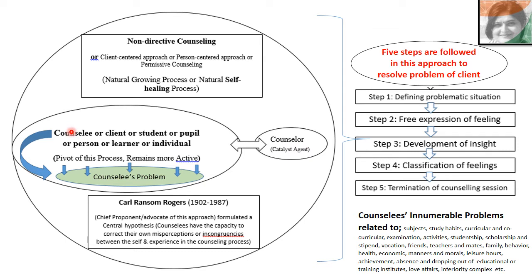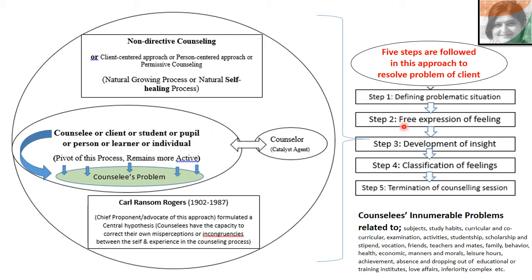The counselee, who is known as the client, student, people, person, learner, or individual, is the pivot of this process and remains more active and solves his or her problem on his or her own.